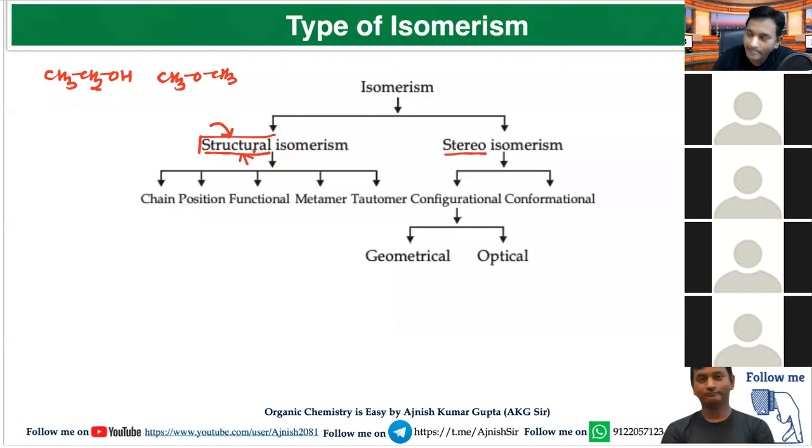Yes, sir. When structures are different, connections are different, attachments are different and IUPAC names are different, then such isomers are called structural isomers. These structural isomers are further categorized into 5: chain, positional, functional, metamer, and tautomer. Have you heard about this? Chain, positional, functional, metamer, and tautomer?